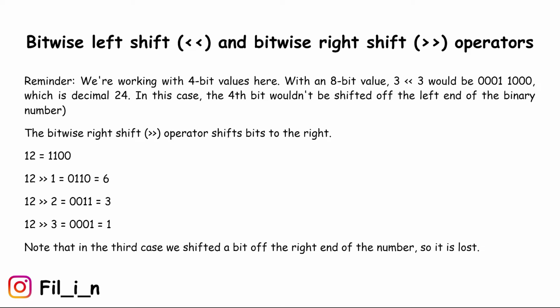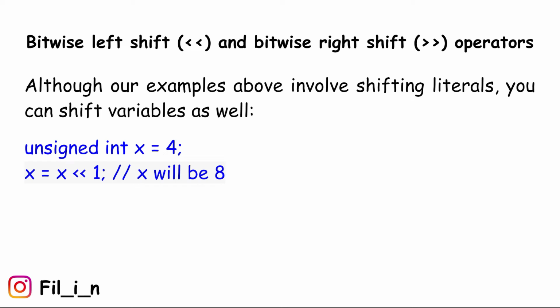The bitwise right shift operator shifts bits to the right. 12 >> 1 equals 0110, which is 6. 12 >> 2 equals 0011, which is 3. Note that in the third case we shifted a bit off the right end of the number, so it is lost. Although our examples above involve shifting literals, you can shift variables as well.